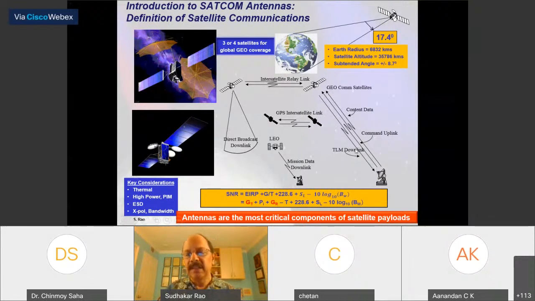Then there is also TT&C, command uplink, and telemetry downlink. That link is mainly used when the satellite is not in orbit, but in the transfer orbit. That's the only communication link. So if you lose that link, the satellite is lost. Though it is a small component because gain is not that high, it's a very important part of the satellite.